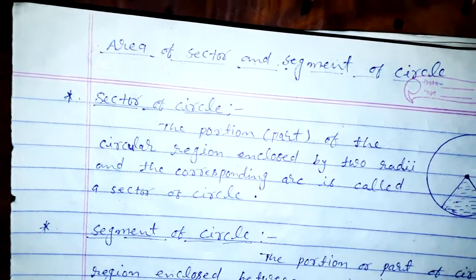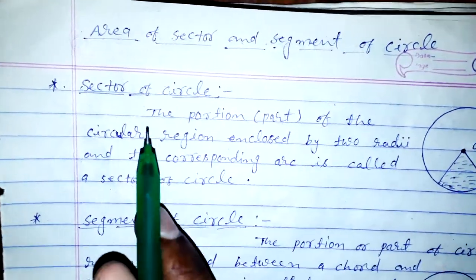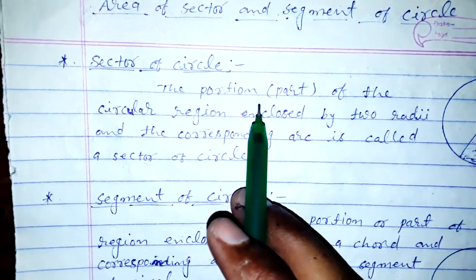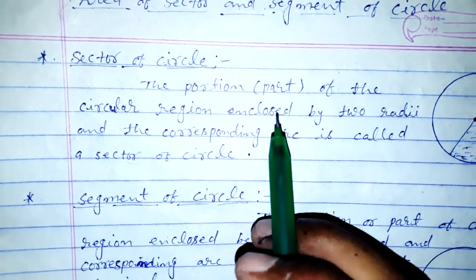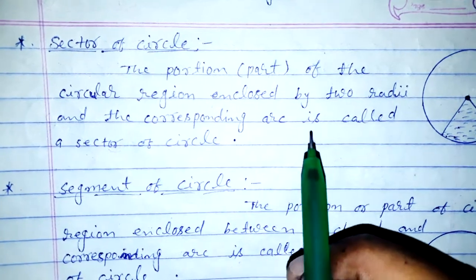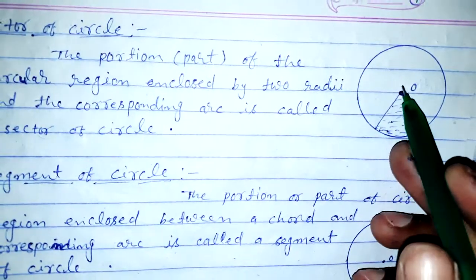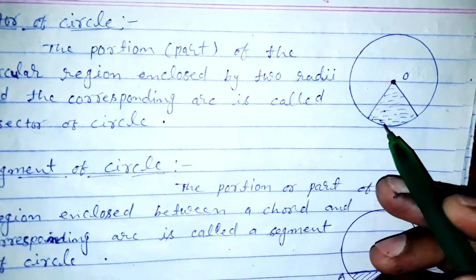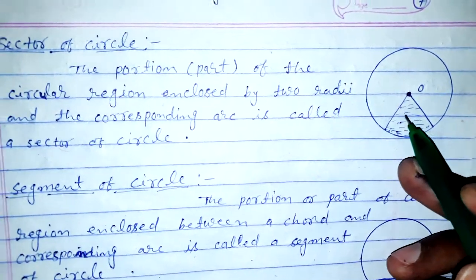Today we will discuss the area of a sector and segment of a circle. Here is the definition of a sector of a circle. The portion or part of the circular region enclosed by two radii and the corresponding arc is called the sector of a circle. So this is two radii and the corresponding arc. This is the arc. So this area is called the sector.